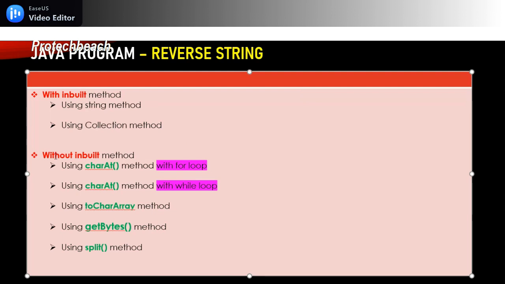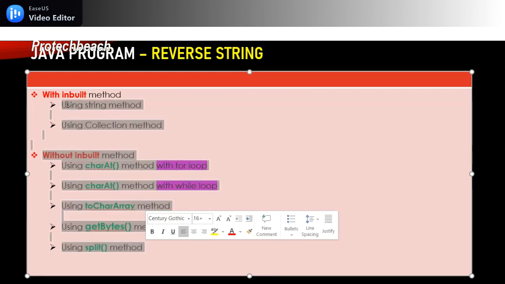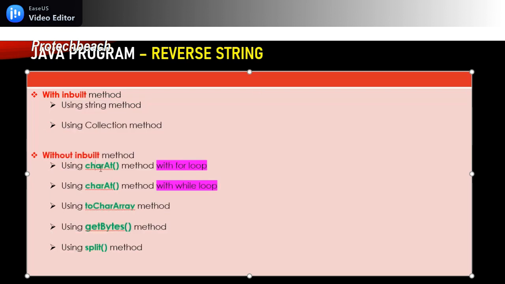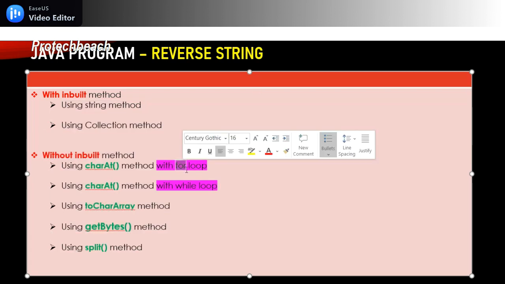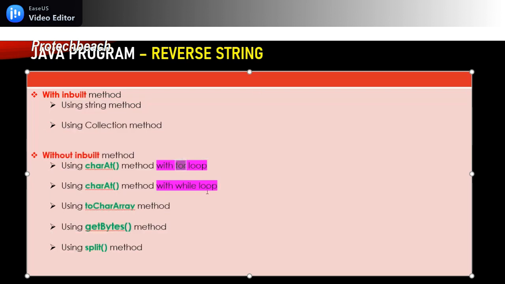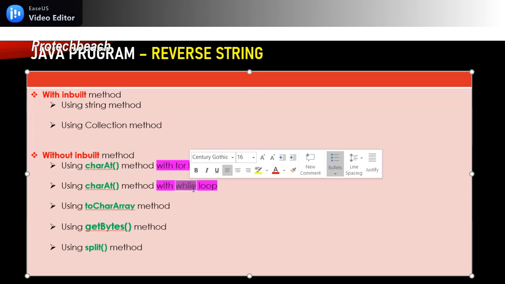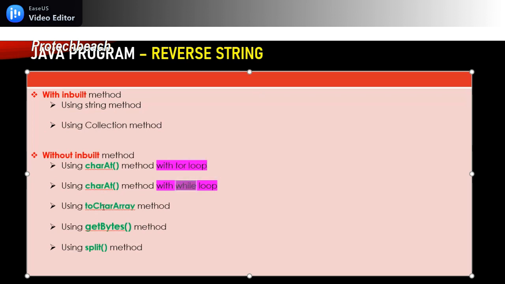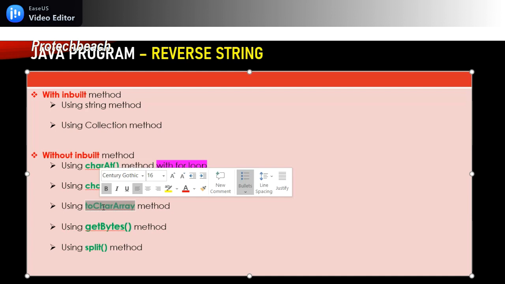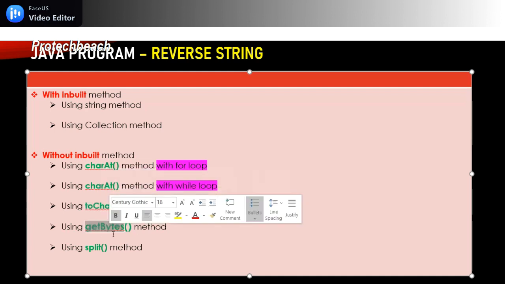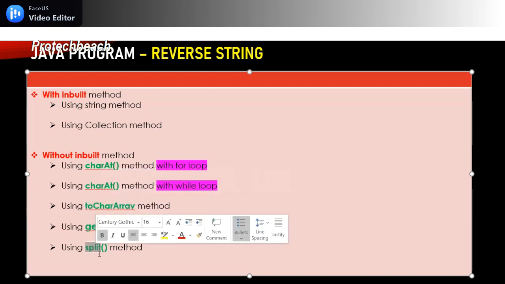The second method is how we can do it without inbuilt functions. I have listed 5 ways. Out of these, they will definitely ask on these topics. Using the charAt method with a for loop, and the charAt method with a while loop, we can reverse the string. Similarly, we use the toCharArray method, the getBytes method and the split method.